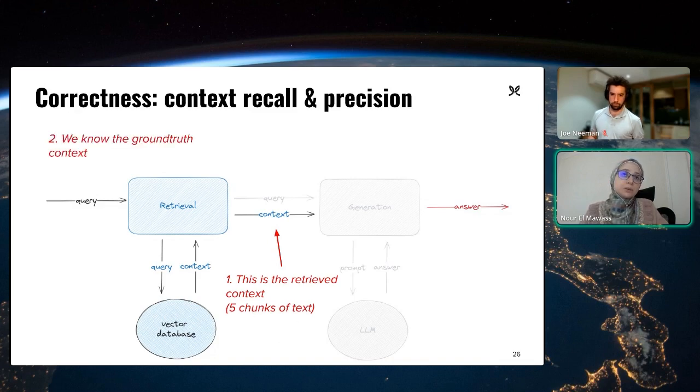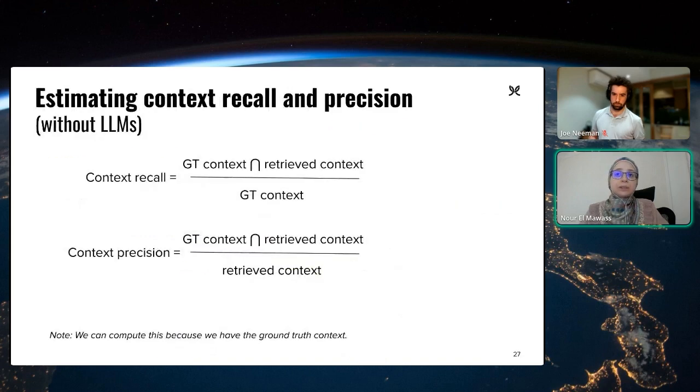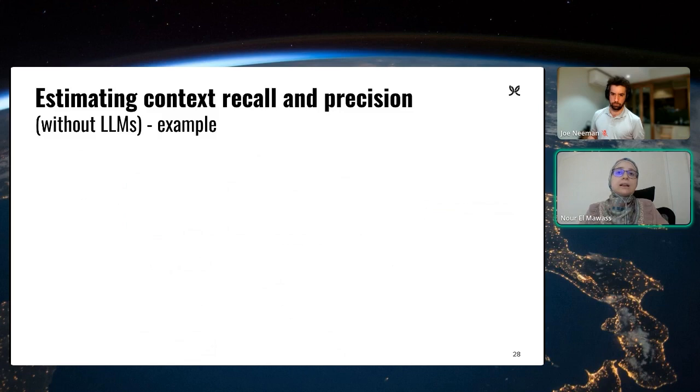And then we know what the ground truth context is. So we can compute the overlap between the ground truth context and the retrieved context. I won't go into the equations again, but this is what we will use to compute the actual correct values for context recall and context precision. And let me show you this on an example quickly.